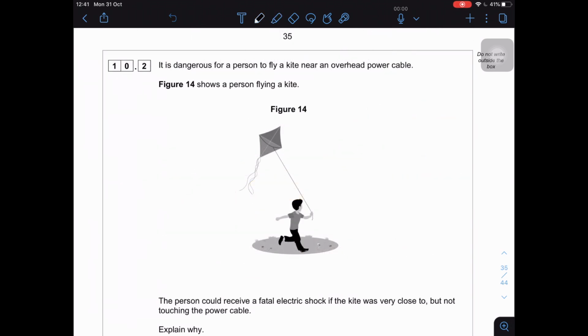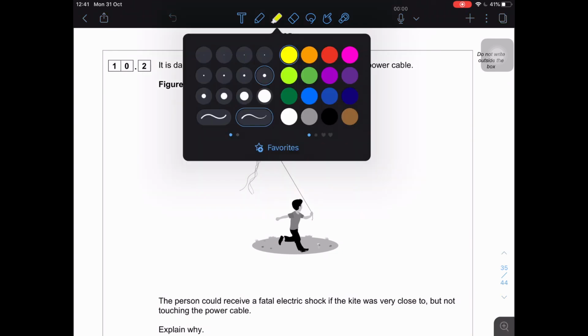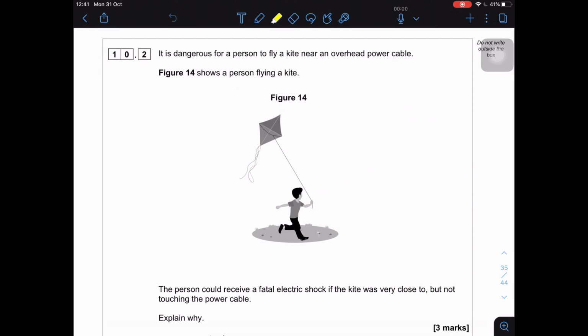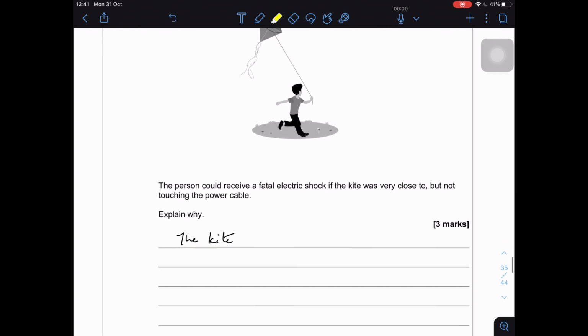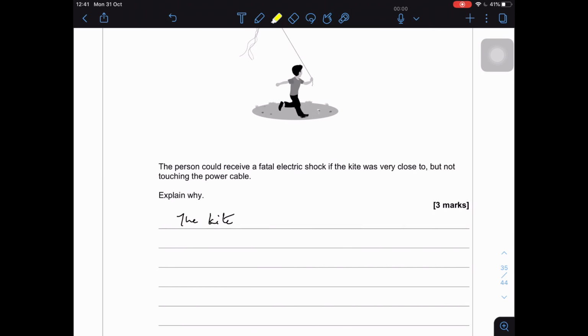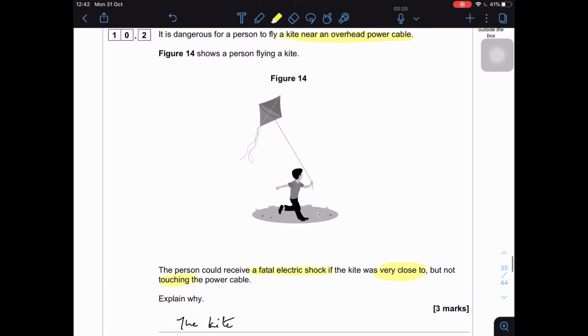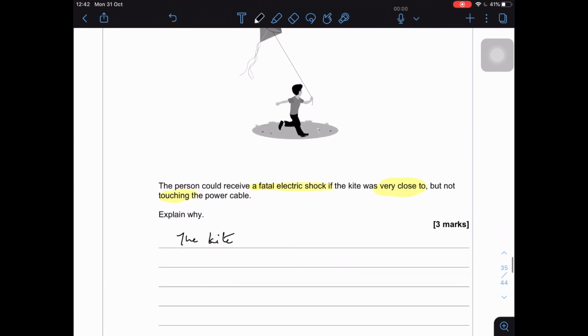All right, this is for people who like to fly kites and people who sat the GCSE as well. This kid is flying a kite near an overhead power cable, but the kid could receive a fatal electric shock if the kite was very close to but not touching the power cable. Remember, the kite is not even touching it. It's coming very close to the power cable, but it says that it can be fatal. Why? You need to explain why.